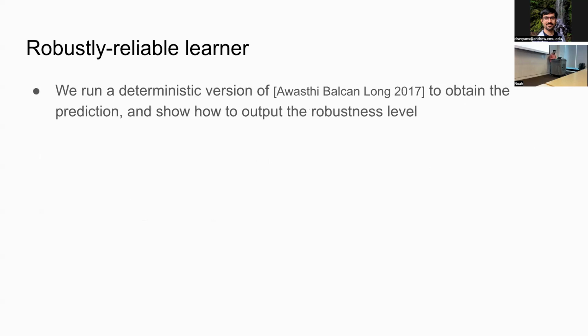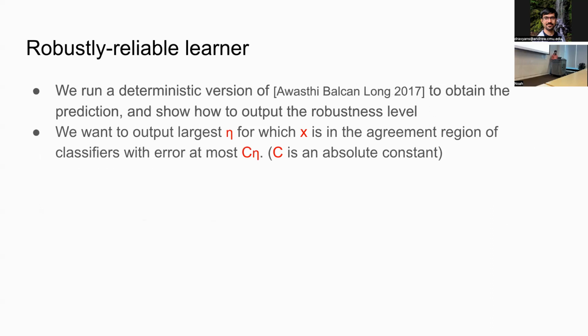Right, so to define a robustly reliable learner here, we don't use the one that we defined before. We use a deterministic version of a previously proposed learner from malicious noise. And we show how to output the robustness level there and obtain this reliable prediction. So we want to output the largest value of eta for which x is in the agreement region of the classifier. That's the same intuition we had for the previous learner, in the property which allowed all the upper bounds to go through. But in this case, we assume the error is at most C times eta for some constant C.